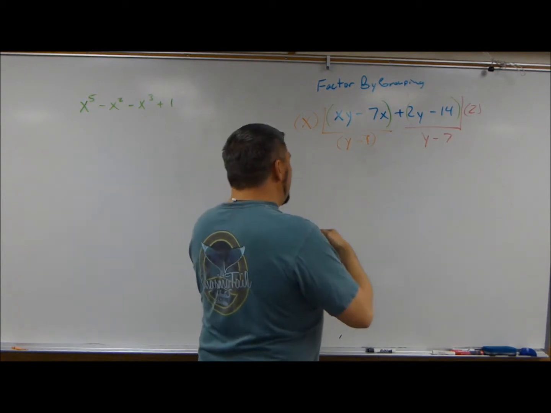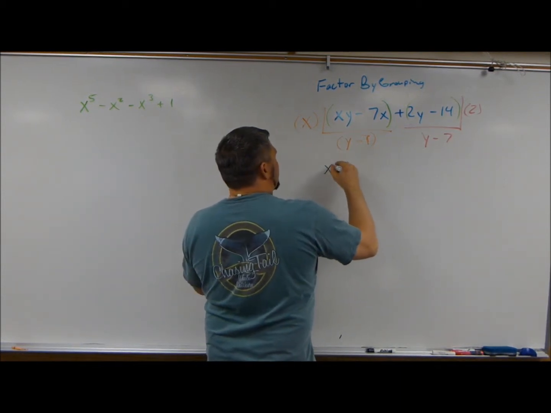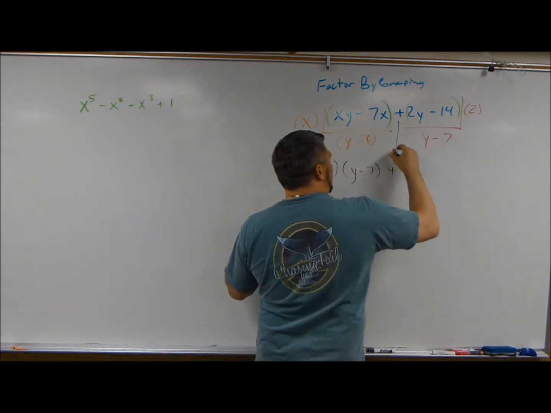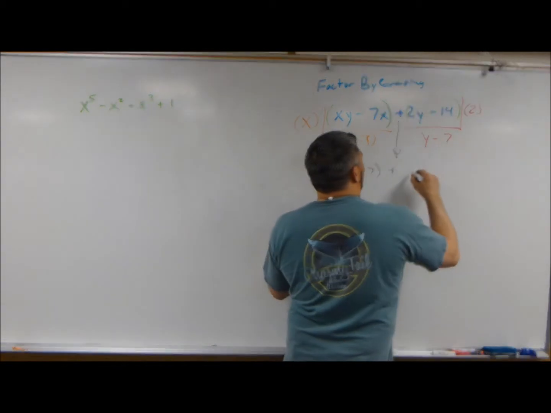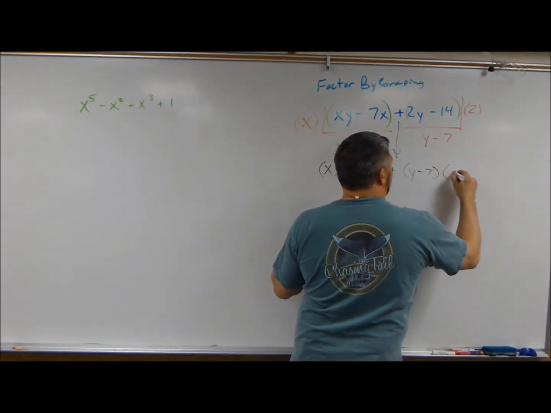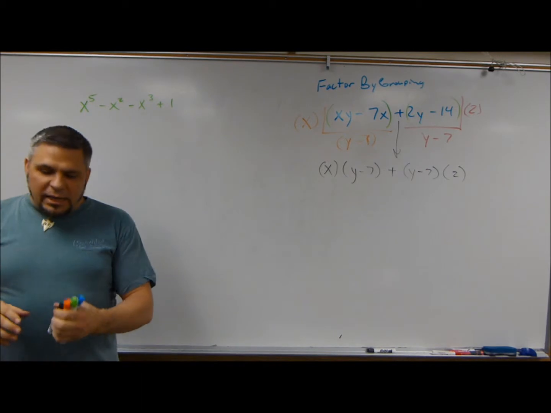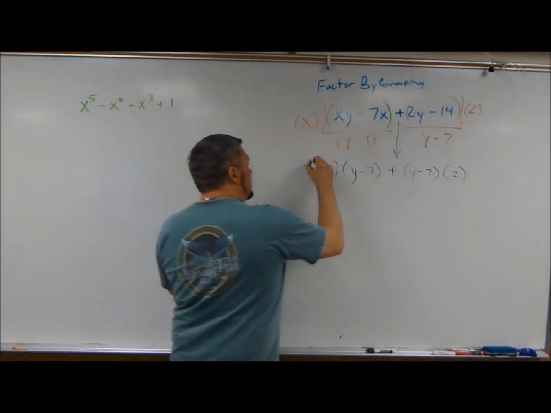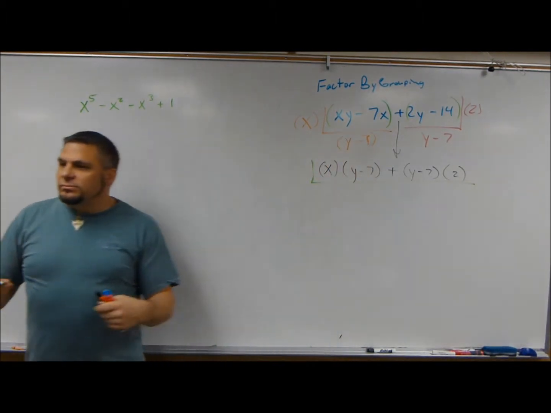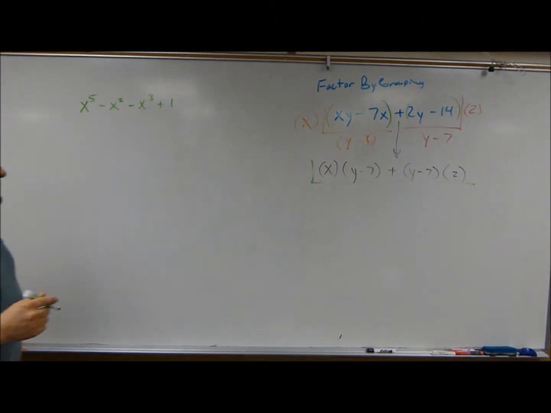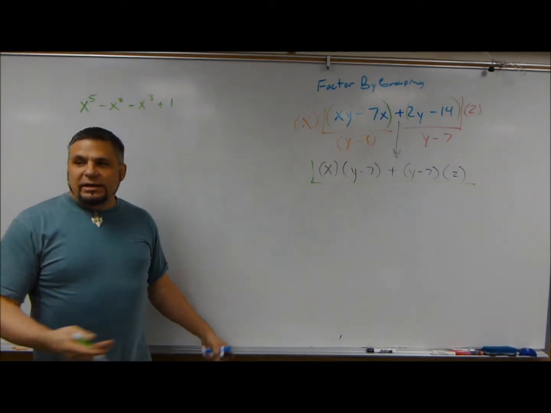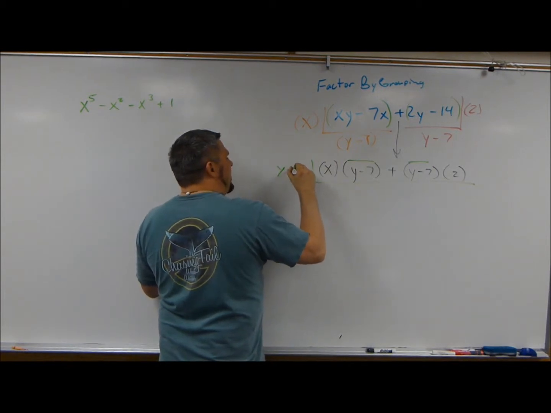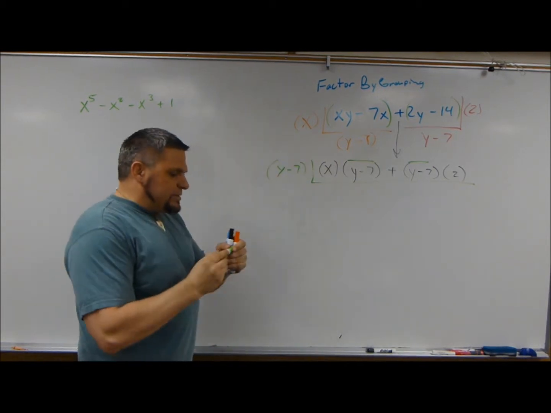So now I'm going to rewrite them as X times y minus 7, plus, because this plus is still there, y minus 7 times 2. And so I'll ask myself, well, self, which one is the common thing? And hopefully myself will say y minus 7. These two things are the same, so I can take out the y minus 7. And when I do that, what's left?